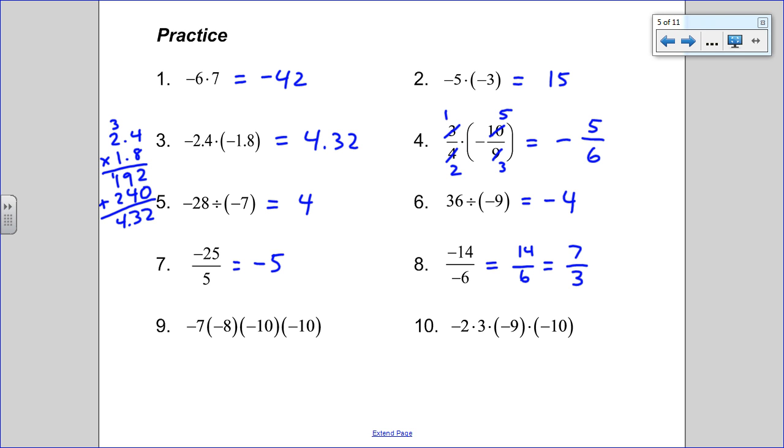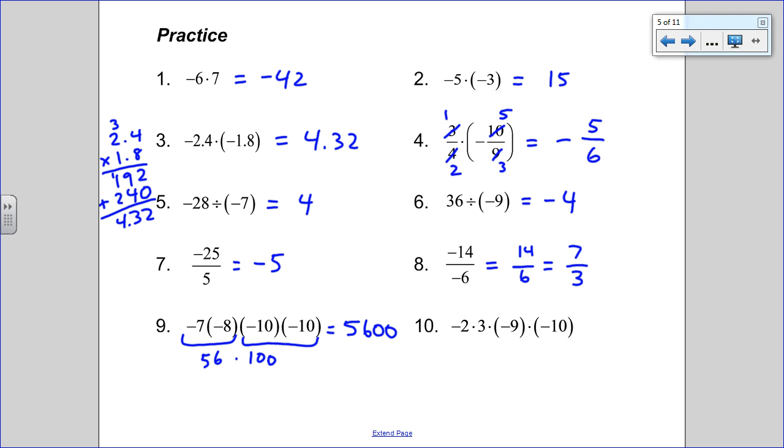In problems 9 and 10, we're going to multiply several numbers. In problem 9, notice that there are 4 negative factors, so we would expect our answer to be positive. And we can simply work our way across from left to right, or we can pair numbers up to perform our multiplication. So our answer to number 9 is 5,600.